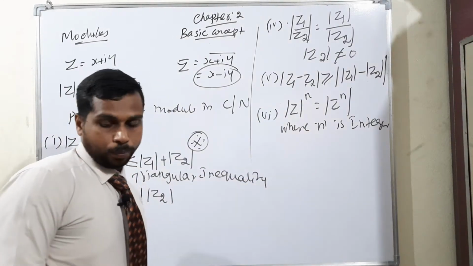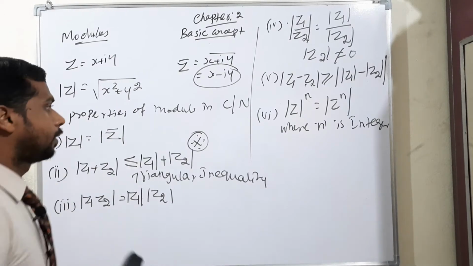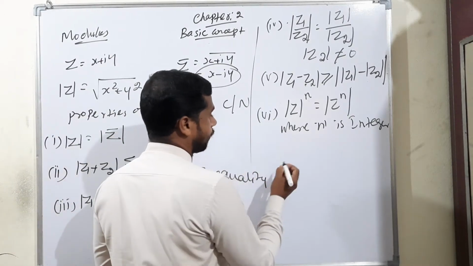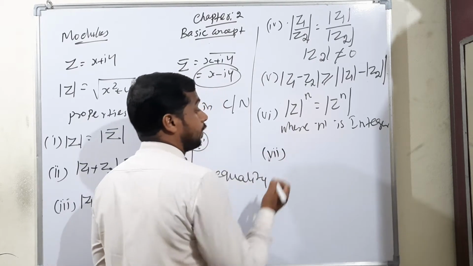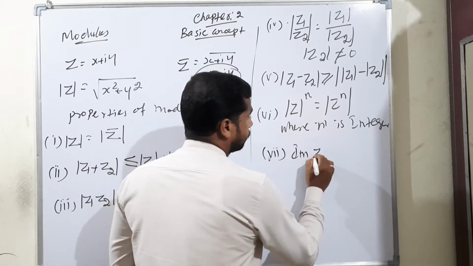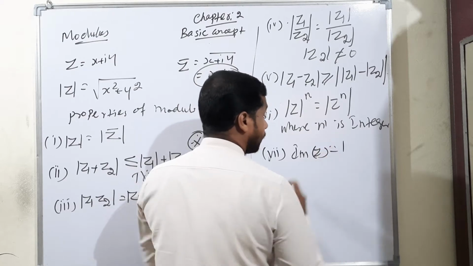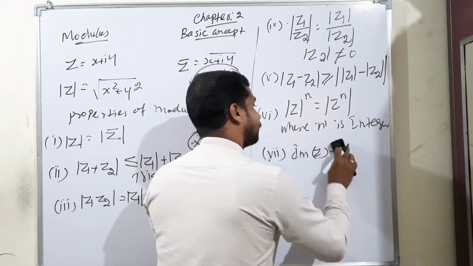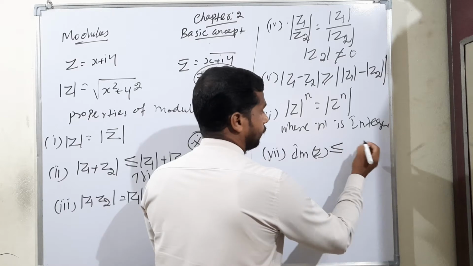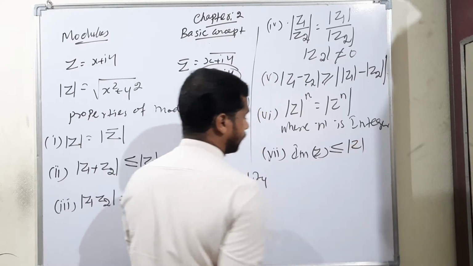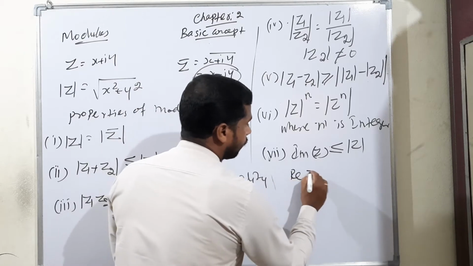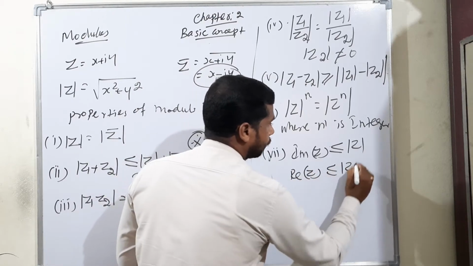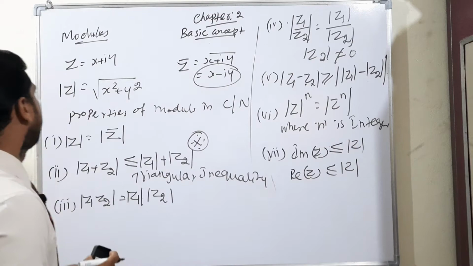Before moving to the distance between two points, there are other important points. This was 6, so I will call this 7: imaginary part of z is always less than or equal to modulus of z, as well as the real part of z is less than or equal to modulus of z.